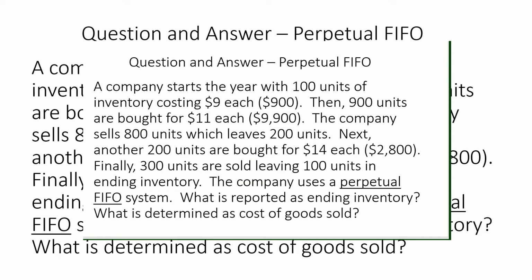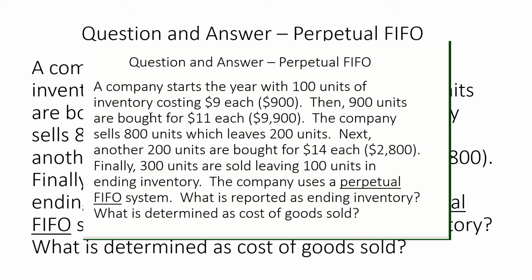This is a Perpetual FIFO system. They're using FIFO as their cost flow assumption and using Perpetual to maintain a record of the inventory and cost of goods sold. This is a very typical problem. I simply want to show you how I would do this if I were the one doing it. We'll start as always by reading the problem.